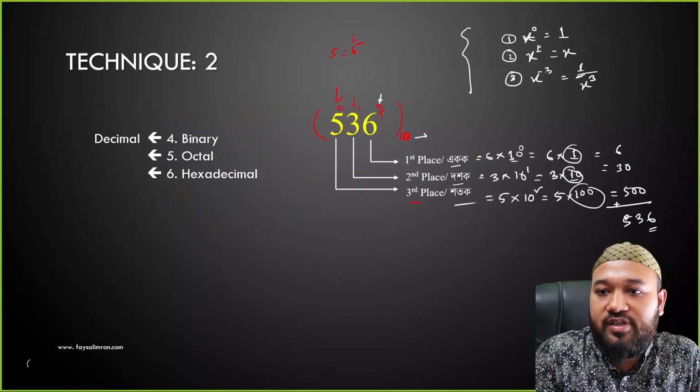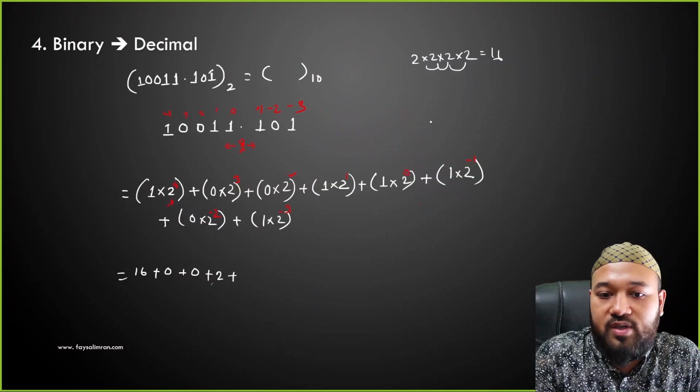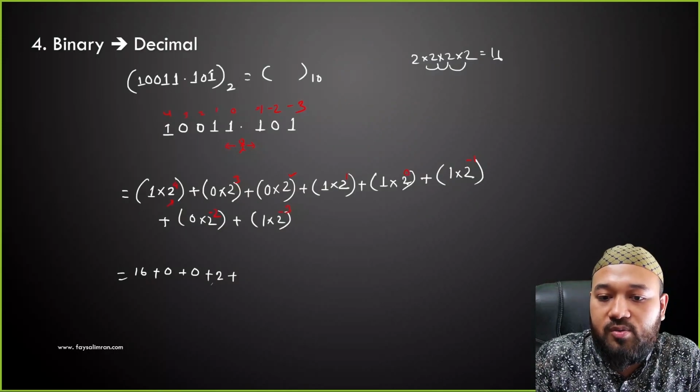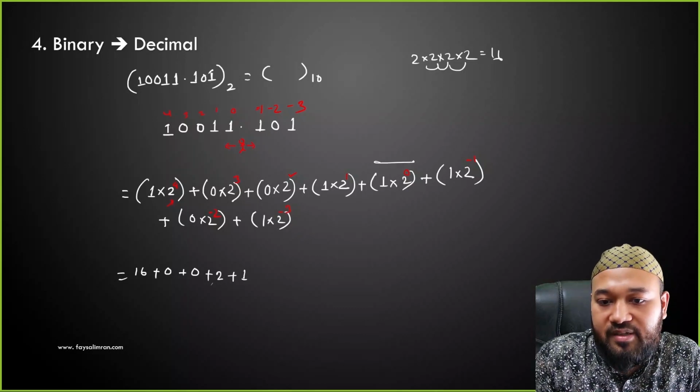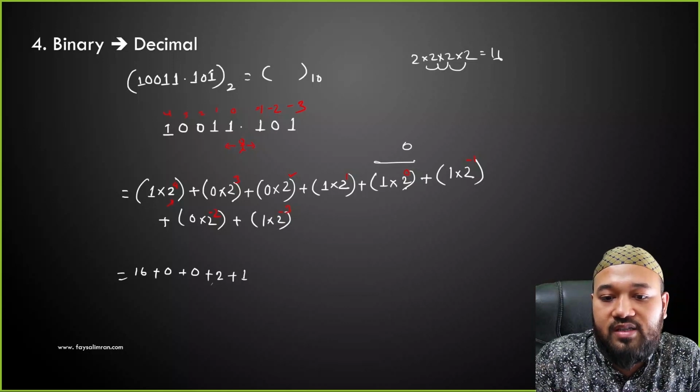We learned it before. That means x to the power 0 is equal to 1. That means 2 to the power 0 should be 1. 1 into 1 is equal to 1. The students made a mistake here. They keep it 0, but this is actually 1. This is not a 0.